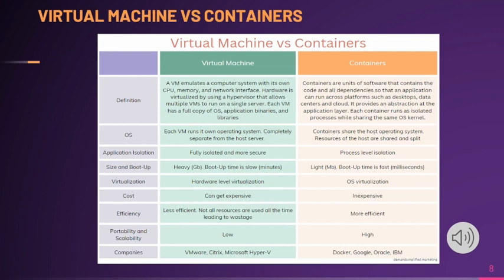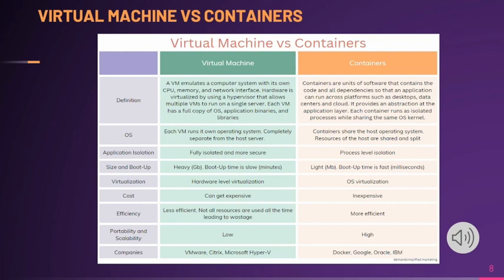For the OS, a virtual machine runs an operating system completely separate from the host server. For the container, it uses the host operating system, and the resources of the host are shared and split. For application installation, a virtual machine is fully installed and more secure. A container is process-level isolation. For size and boot up, a virtual machine is heavy and its boot up time is slow, taking minutes, and a container is light and its boot up time is fast.